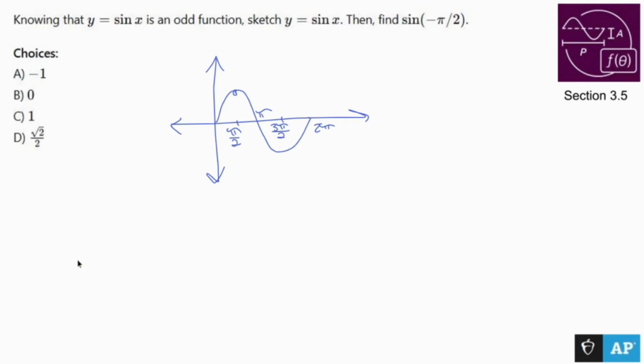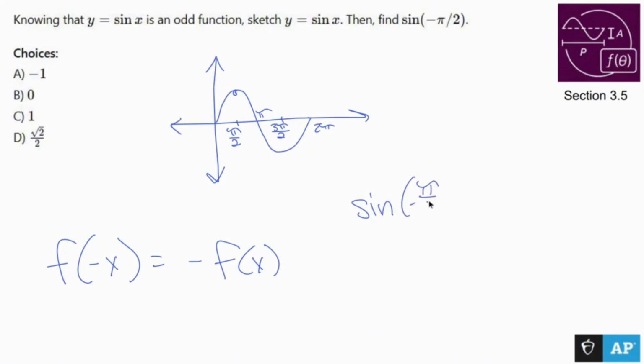Now, the rule for an odd function is that f of negative x equals negative f of x, right? So what that means here is sine of negative pi over 2 is the same exact thing as negative sine of regular pi over 2. Sine of pi over 2 peaks out at 1. So this is going to be negative 1, which makes my answer A.